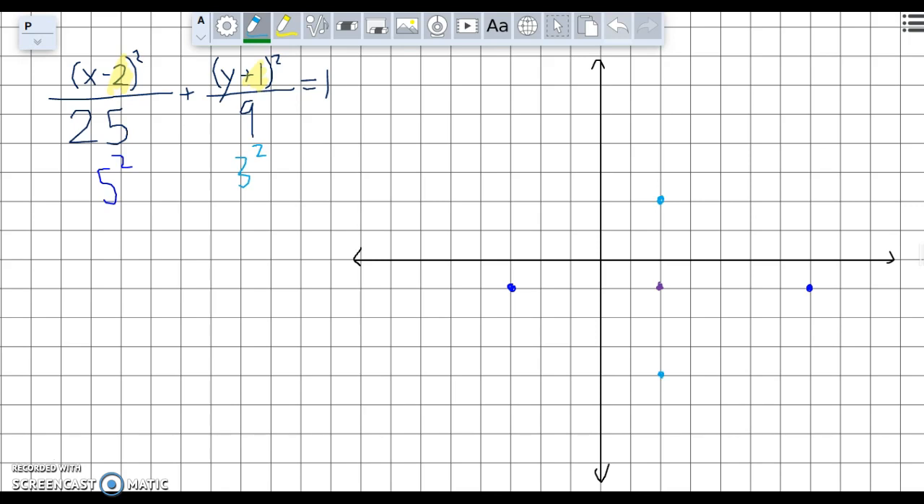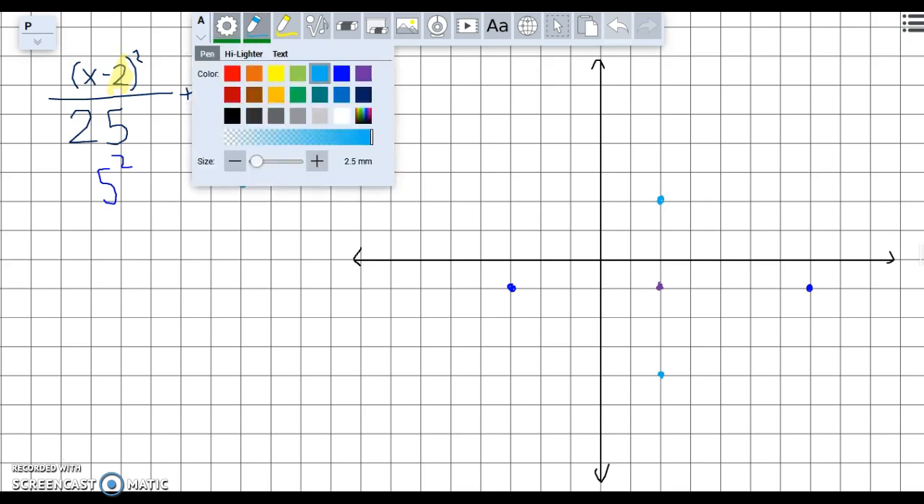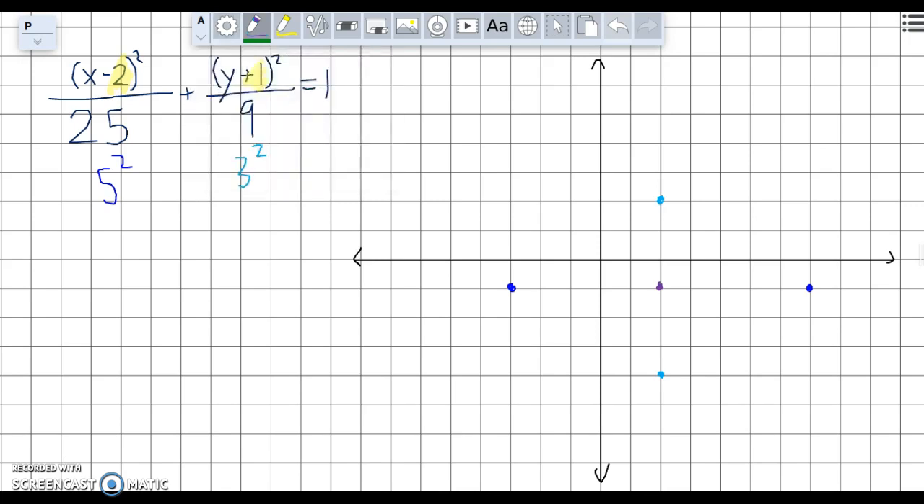With those vertices and co-vertices, and later I'll point out which is which, I'm ready to graph my ellipse. I'm just going to connect them in an oval-like fashion and do the best I can to make it look elliptical.